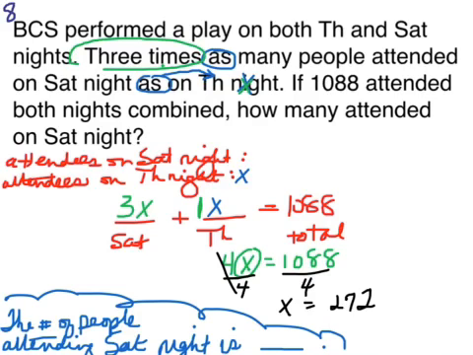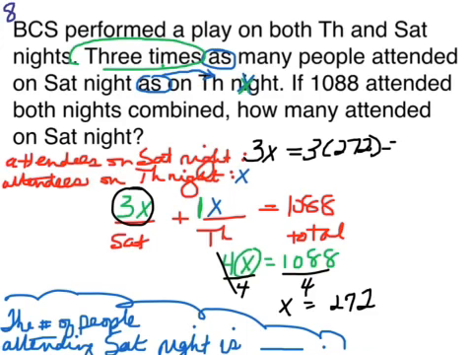Because what they wanted to know was who attended on Saturday night. And if you look here, I should have written it up here. Saturday night was 3x. So it's 3 times 272 is how many people came on Saturday night. And remember, because I wrote that down there where I remembered it, I didn't just circle my x and go on to the next problem.